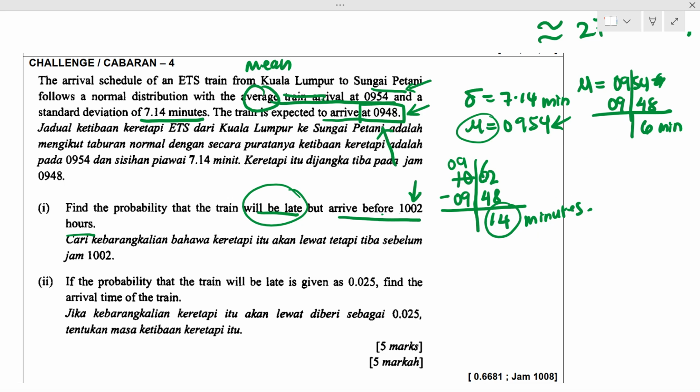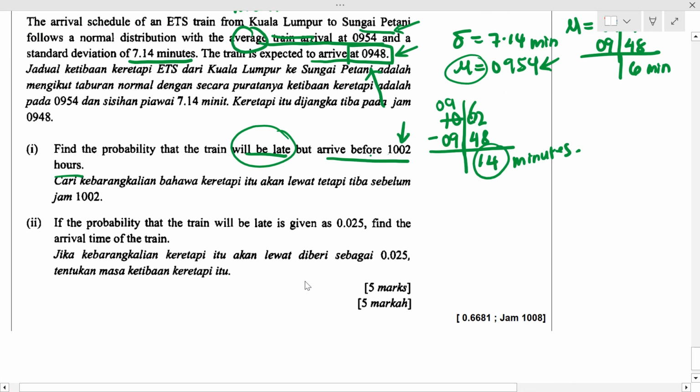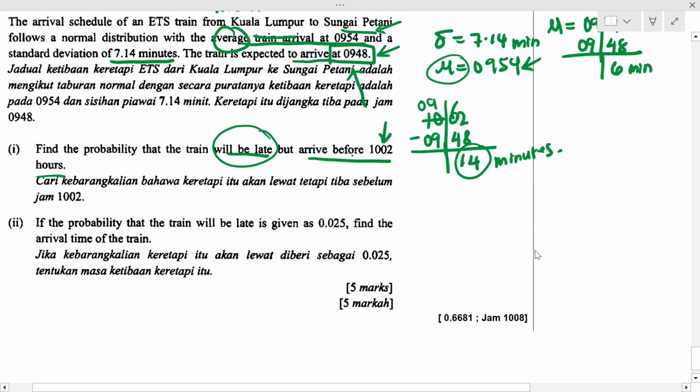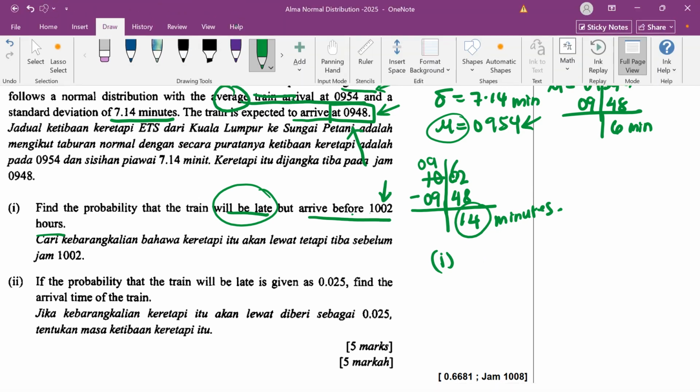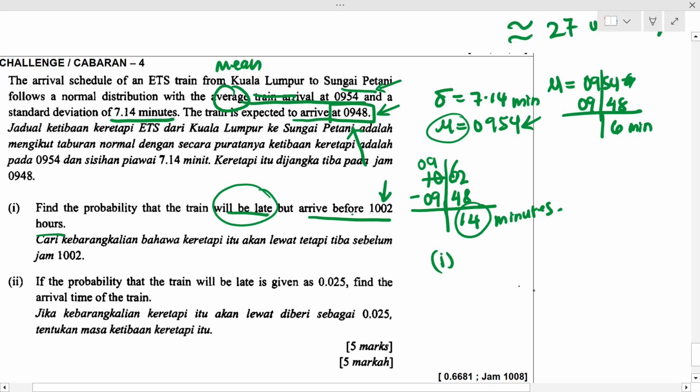If you cannot think to this extent, then this question cannot be done. I think probably this is the toughest question that you can get. Most of the students cannot do this question, but if you can think, then it's good for you. Okay, right. So now this is our new mean, the mean when we convert to time. The scheduled arrival is 9:48, but the mean is actually 6 minutes late. So that's why they put the probability the train will be late. Let's calculate and see.